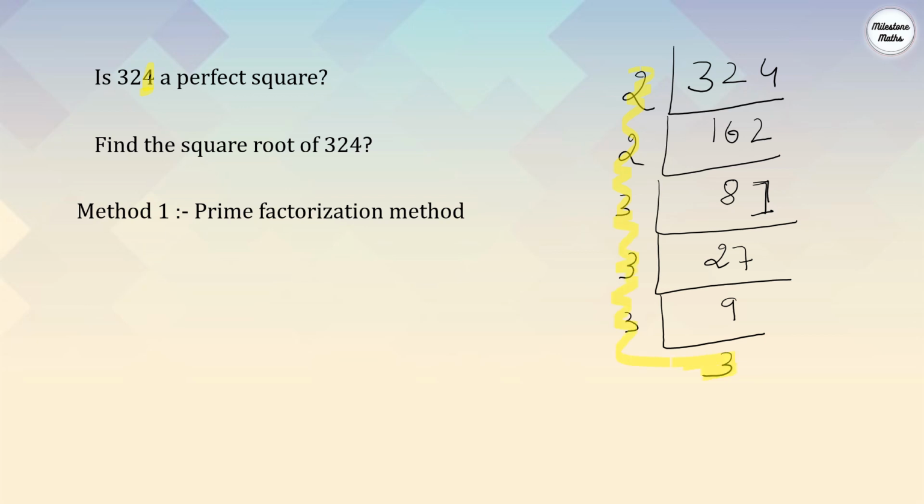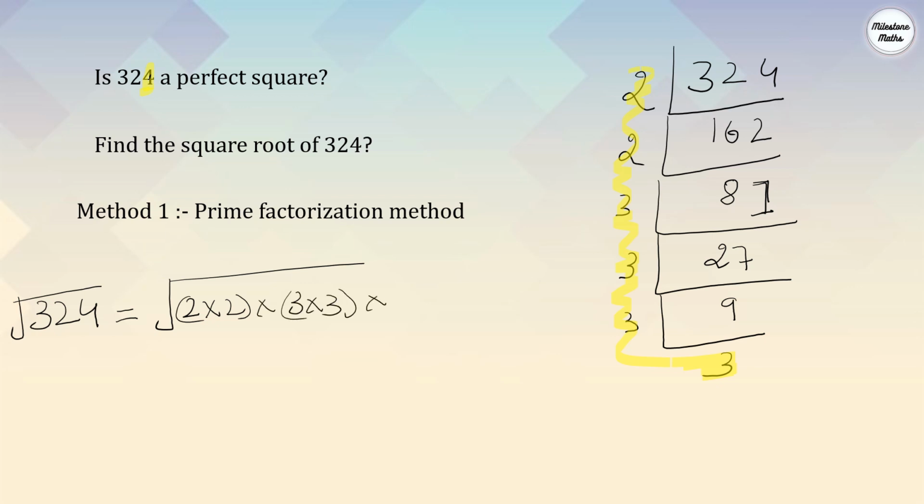So all the numbers which you have divided by the prime numbers are 2, 2, 3, 3, 3, 3. Now let us write the square root of 324 as the product of these prime numbers: 2 into 2 into 3 into 3 into 3 into 3. Here we will make pairs, like 2 into 2. For the answer we will write it only one time. So for the pair 3 into 3, the answer is written one time, 3. Again 3 into 3, only one time.